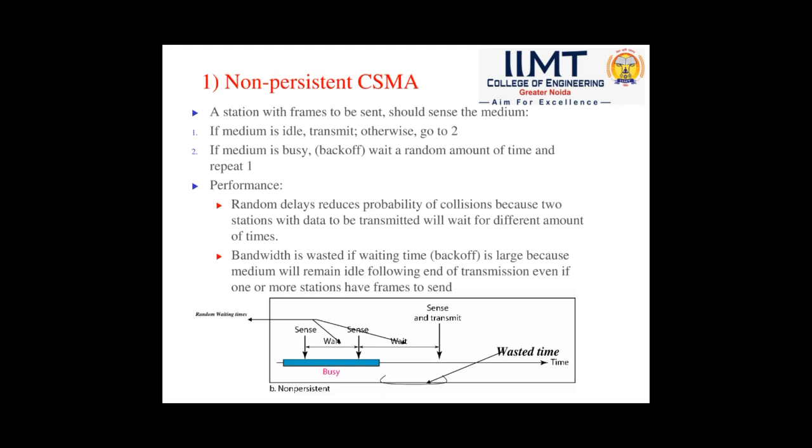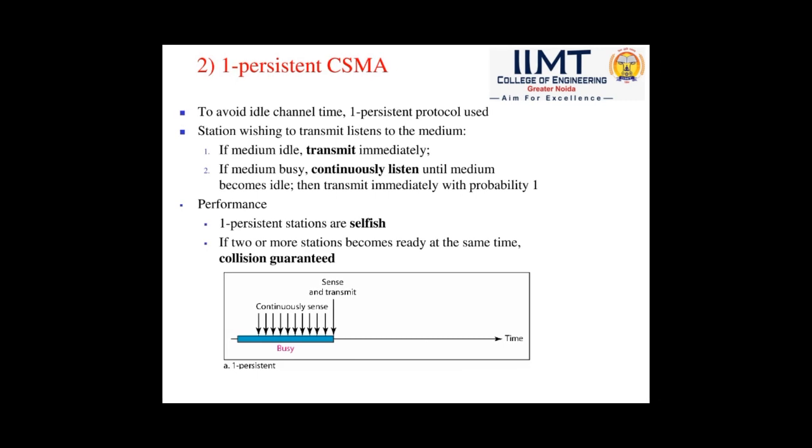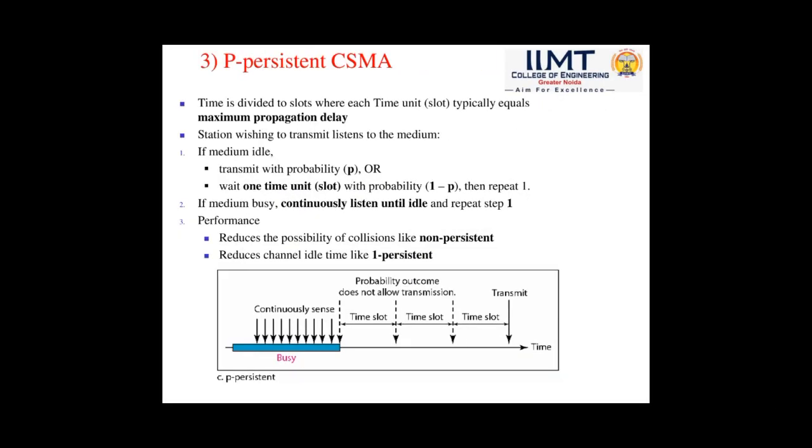Initially they wait for 5 seconds, then 10 seconds, then 15 seconds. It may be possible that another station has a random waiting time that is 5 seconds, 10 seconds, or 15 seconds. So in this case, collision can happen again. But the chances of collision are minimized as compared to the one persistent method. This problem is resolved in the next method, which is the p persistent method.